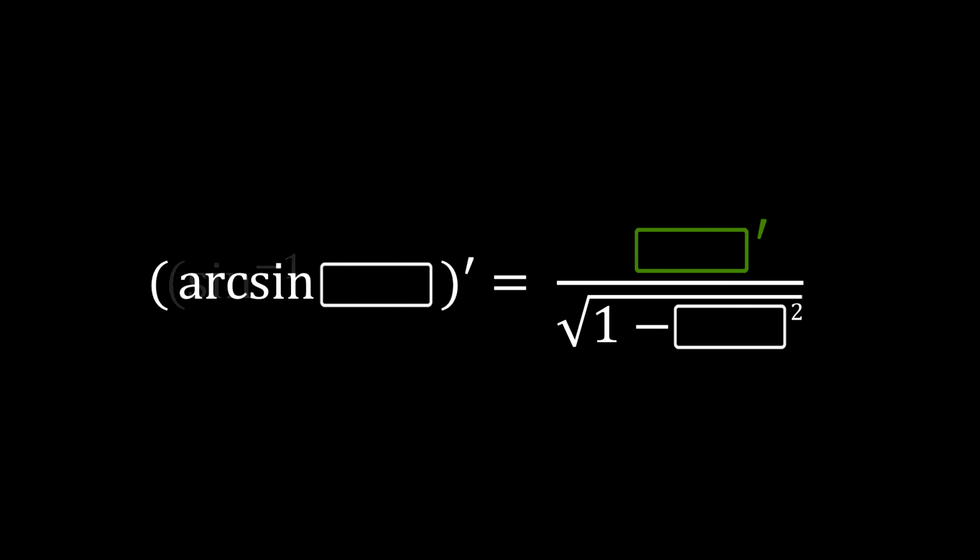The inverse function of sine is also written as arcsine. To differentiate it quickly without using the chain rule, we'll use the box notation. The derivative of the inverse sine box is box prime divided by the square root of 1 minus box squared. Determine what to put in the white box, and simply put the differentiated term of the white box into the green box prime, and the answer will be obtained.